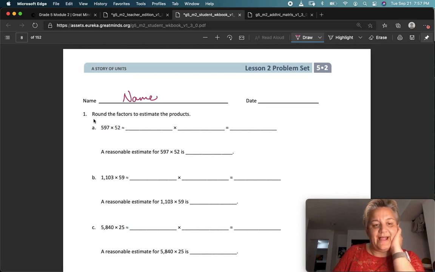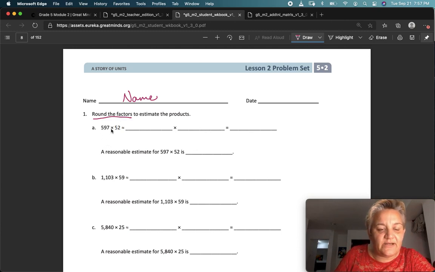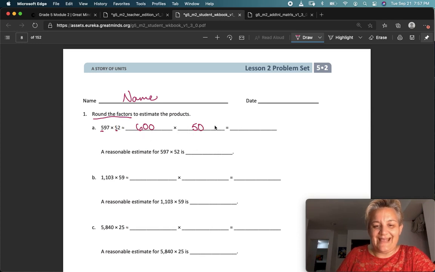Number 1, round the factors to estimate the products. Okay, so we are going to look for numbers that are easy to factor. Okay, so for example, 597, we could easily round to the hundreds place and get 600. And 52, we could easily round to the tens place and get 50. And then we can easily multiply that, right? And we're going to get an estimate.